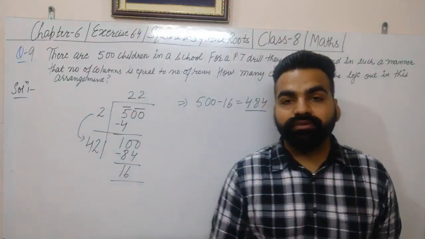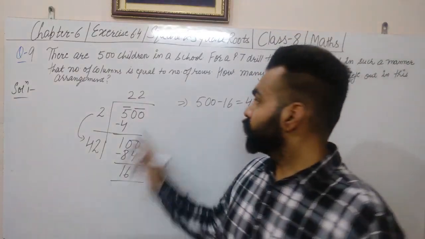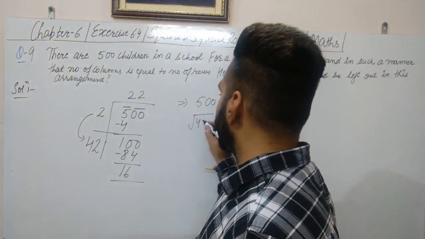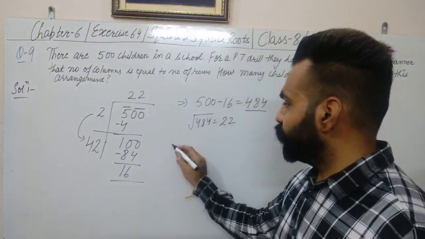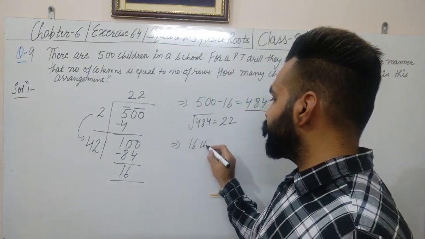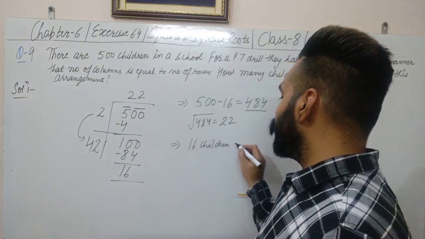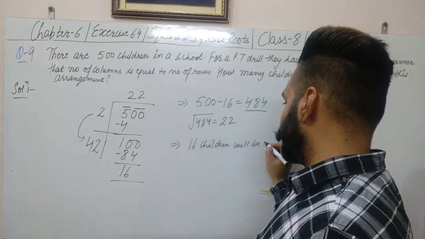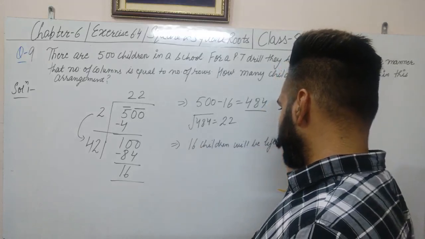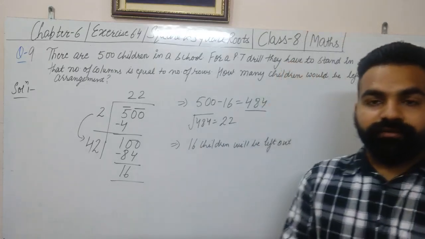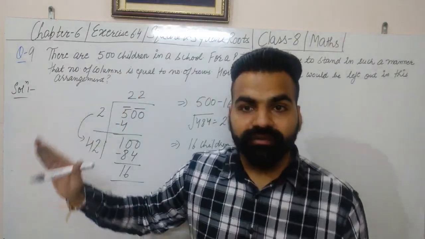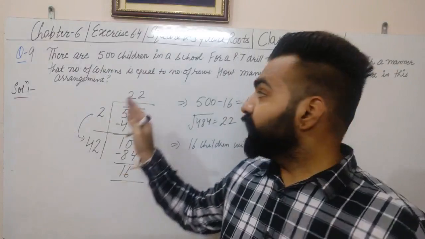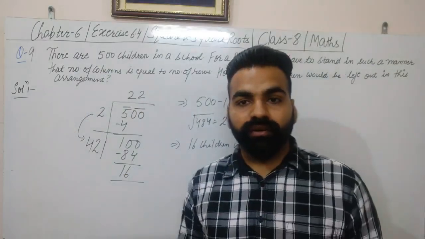And what is the square root of 484? Square root of 484 is 22. So therefore we can say that 16 children will be left out. So they have to remove 16 children from the total 500 children if they want to arrange them in an equal number of rows and an equal number of columns.